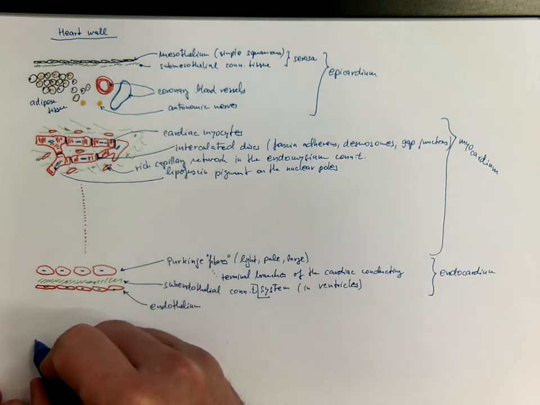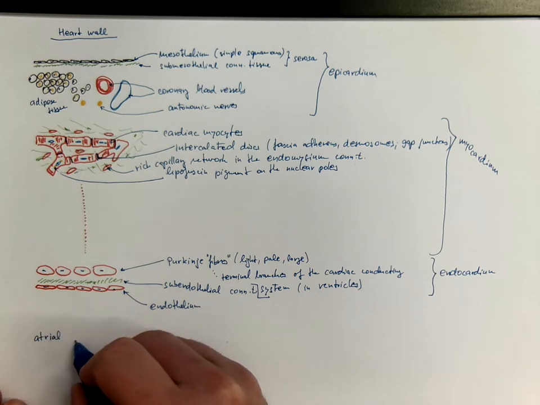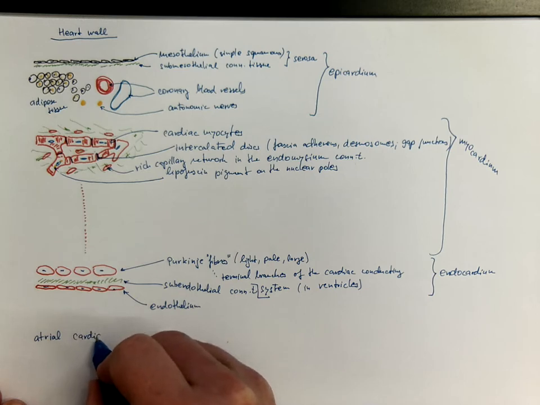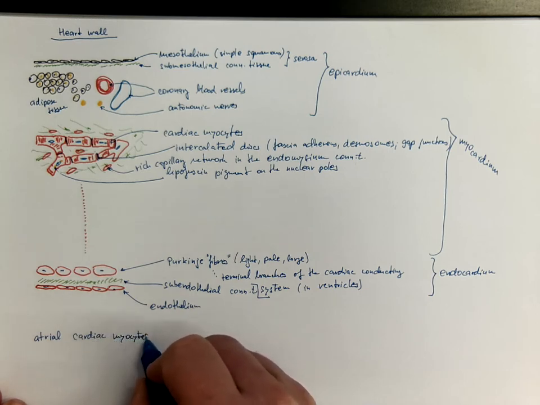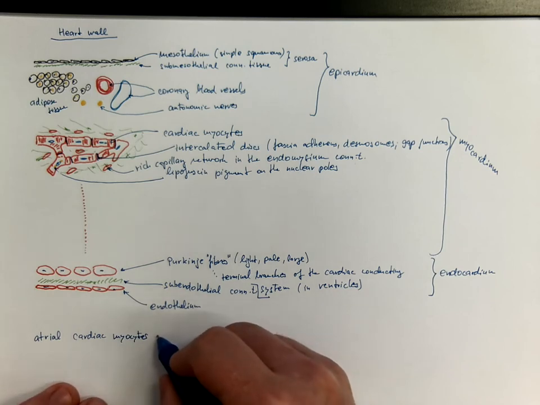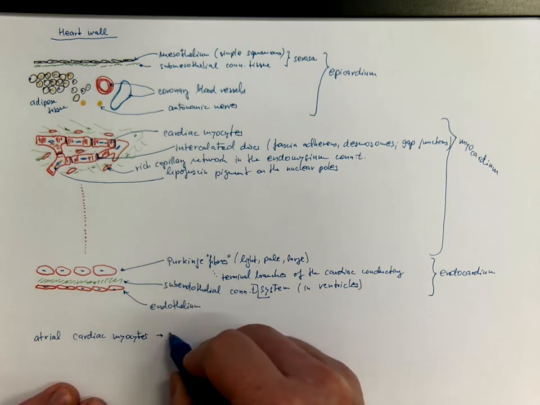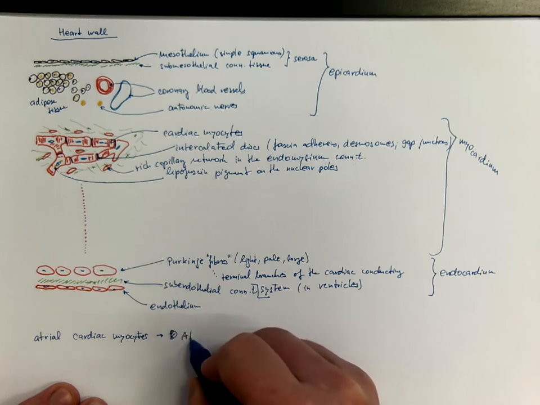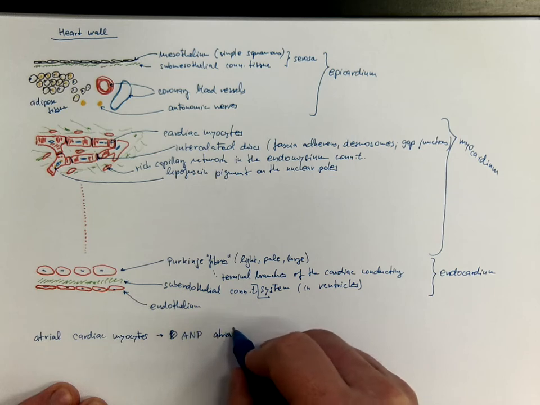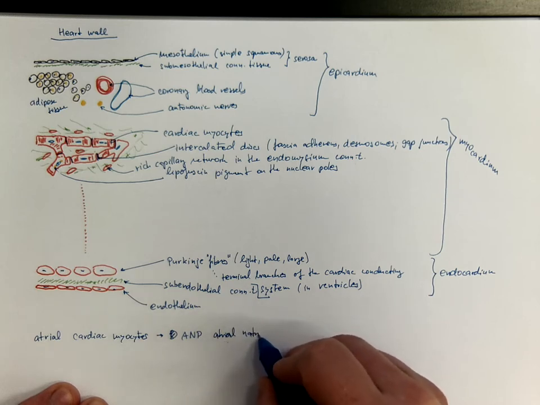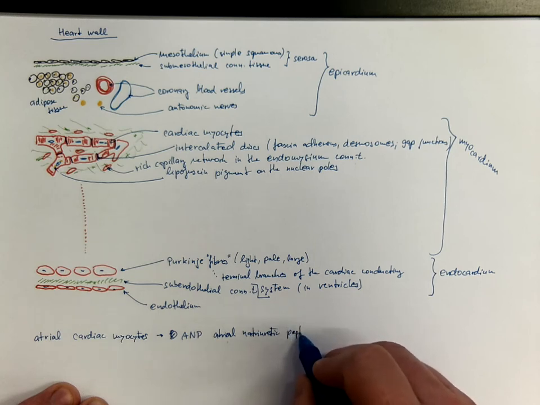There are many modifications of the heart histology in various parts of the heart. Let me mention, for example, in the atria, we got atrial cardiac myocytes, special cardiac myocytes that can produce a hormone called atrial natriuretic peptide.